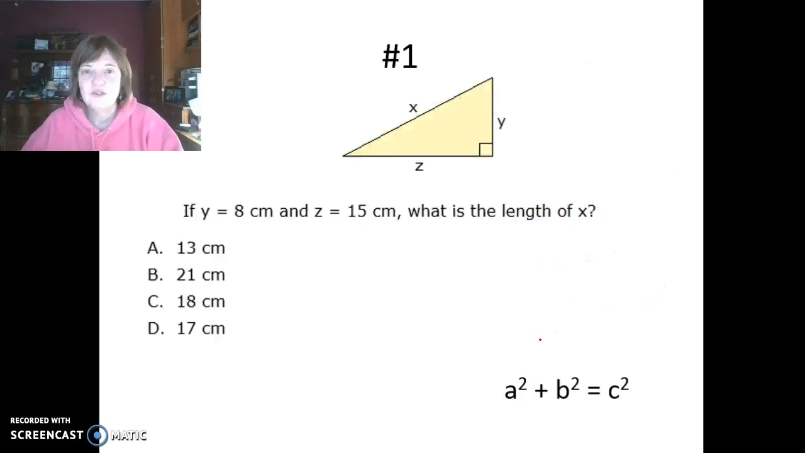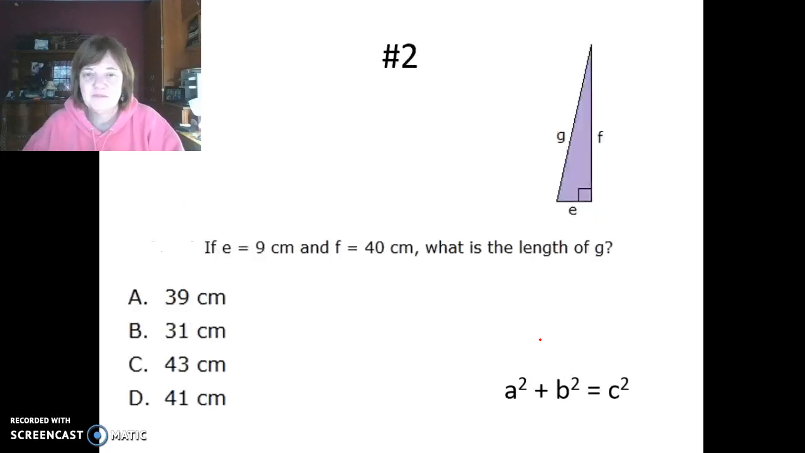Okay, your turn. Give it a try. Find it. Last one. Give it a try. You can do it.